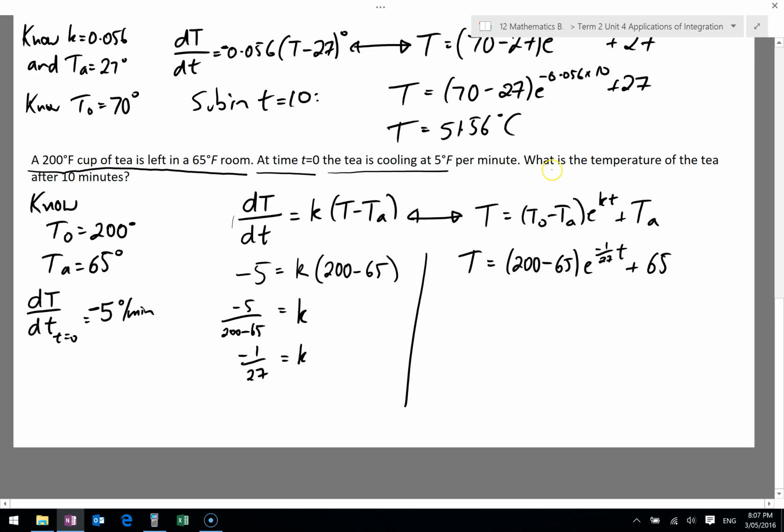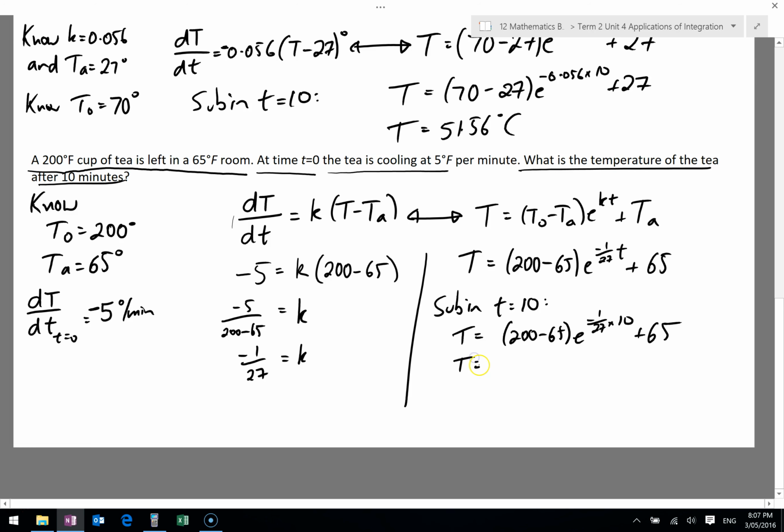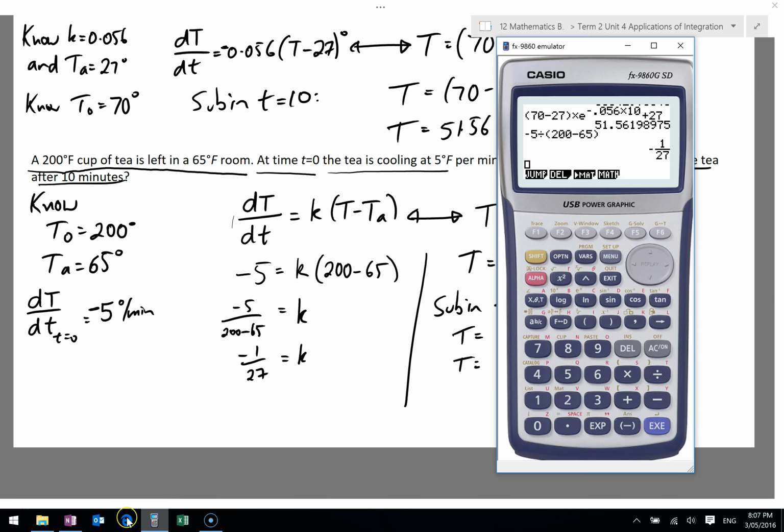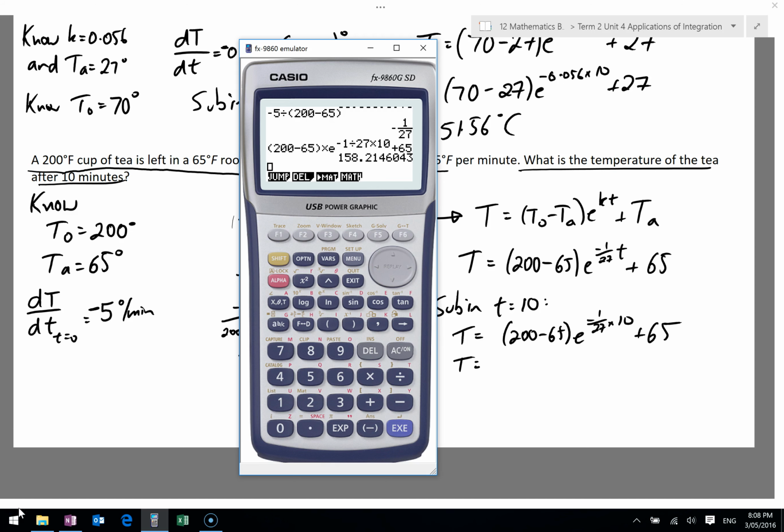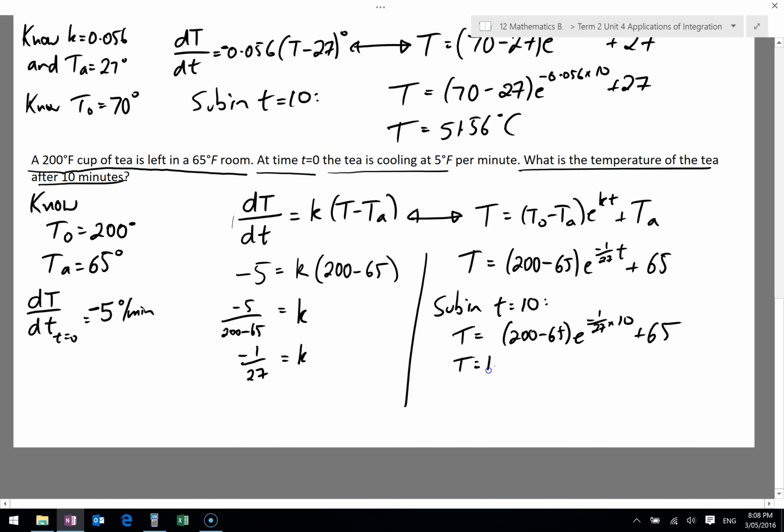From now I can answer the question: what is the temperature of the tea after 10 minutes? Okay, I'll sub in t equals 10 and find what the temperature will be. Just calculate it from here, and end up with 158.21 degrees Fahrenheit. And I'll write some sentence about that.